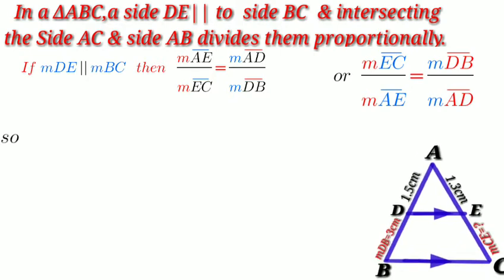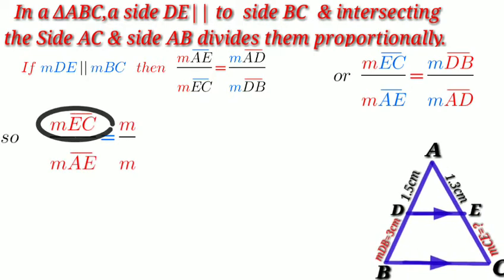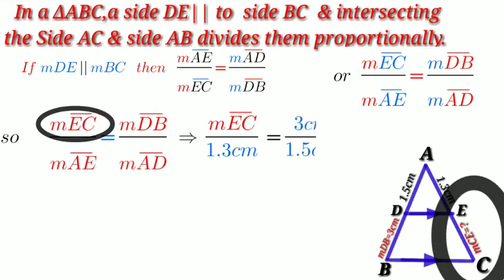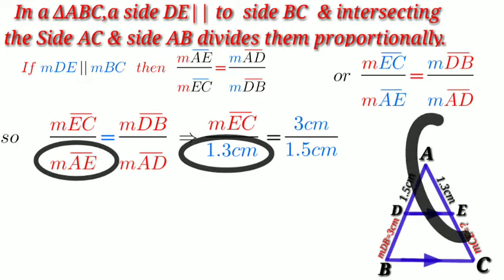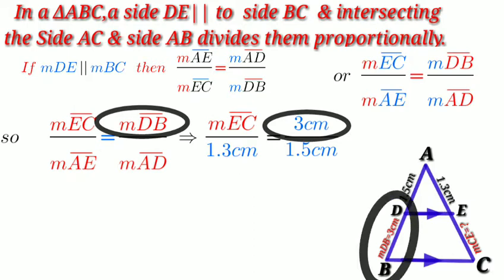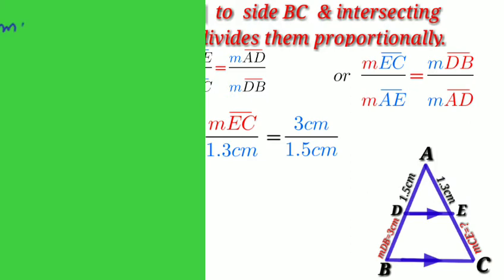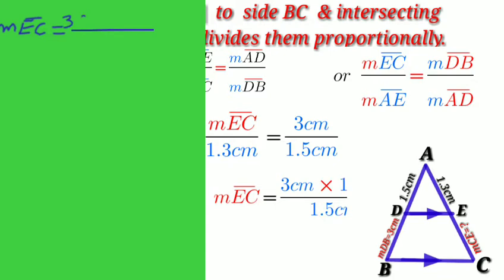For finding the value of side EC, we put side AE equal to 1.3 centimeter, side DB is equal to 3 centimeter, and side AD is equal to 1.5 centimeter. So side EC is equal to 3 centimeter multiply by 1.3 centimeter divided by 1.5 centimeter.